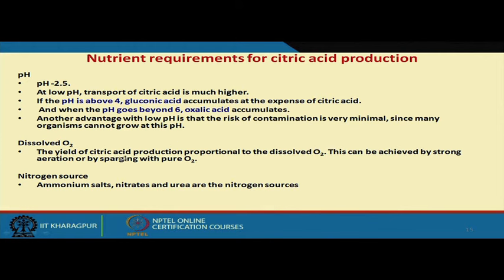Dissolved oxygen plays an important role, because this is an aerobic fermentation process, so aeration is a very important factor. Now for the nitrogen source, ammonium salt, nitrate and urea are used.